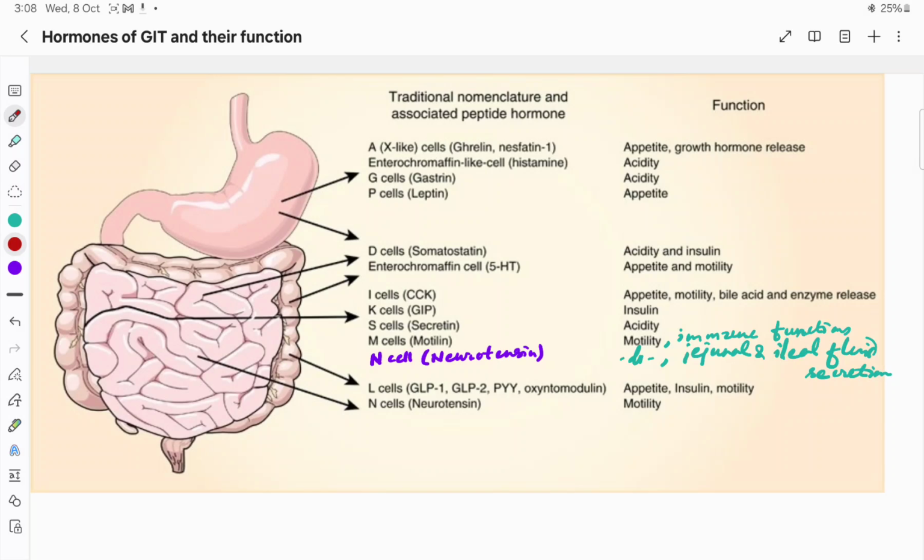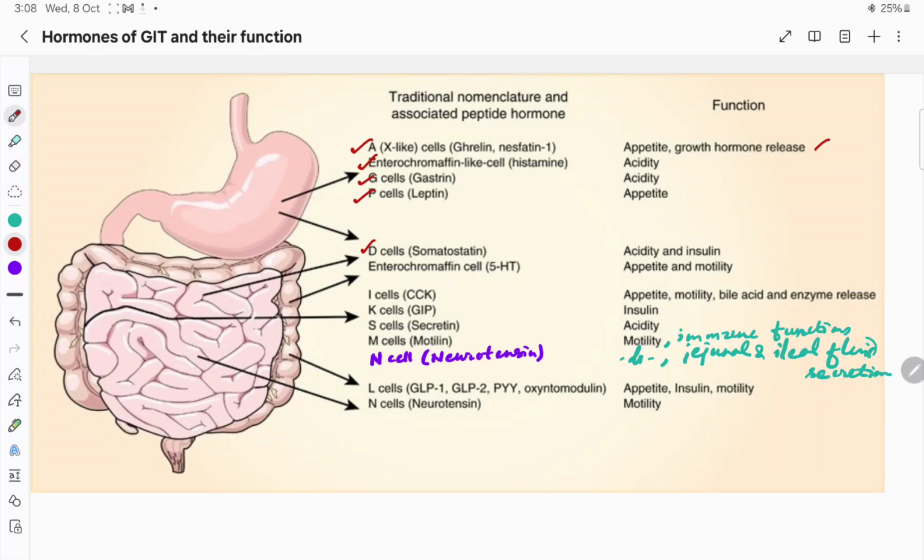In the stomach, we have the D cells and the enterochromaffin cells. In addition, we have the A cells, G cells, and P cells. Already we have discussed this. Then the ghrelin function is that it stimulates the appetite. It also releases the growth hormone.